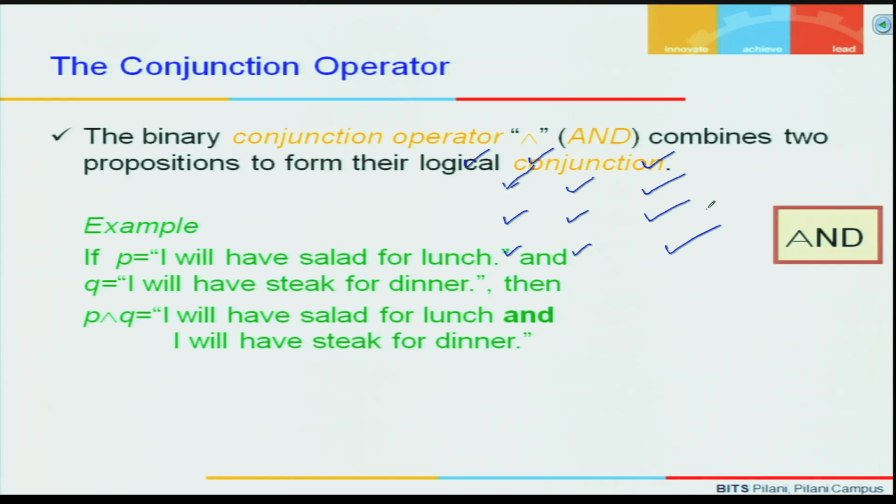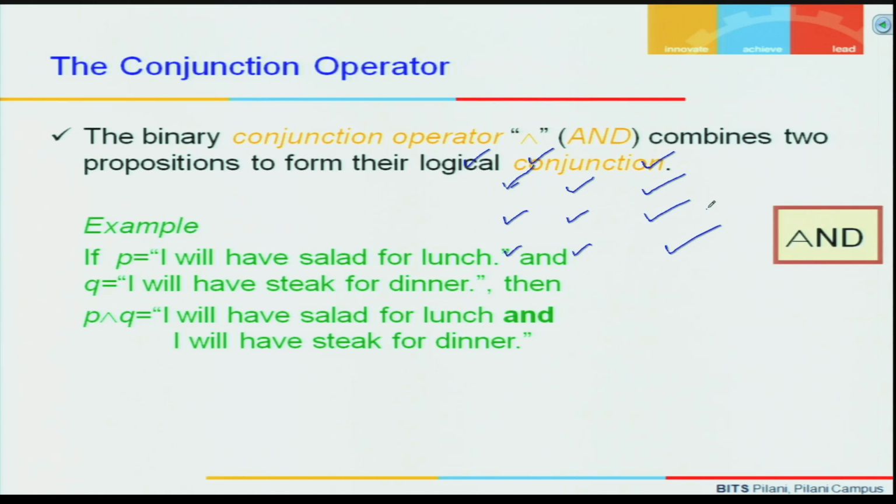If somebody says that the compound statement P and Q, I will have a salad for lunch and I will have a steak for dinner, is false, then probably I will have only steak for dinner and not salad for lunch, or vice versa, or both propositions can be false. This is what I can make out, and this is quite natural also. When somebody says the statement I am having a Honda City car and I am having a Tata Indica is false, then he can have only one, or he cannot have both. That is what it means.